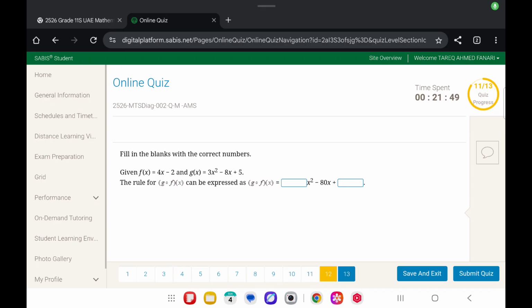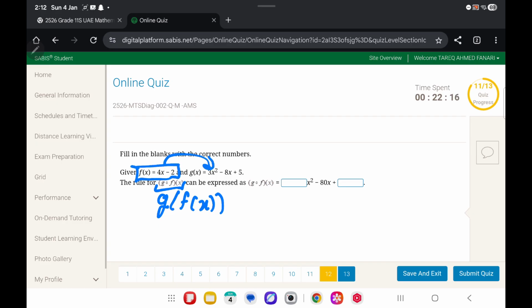Okay, so for this question, given f of x equals 4x minus 2 and g of x equals 3x squared minus 8x plus 5, the rule for g of f of x, what? f of x? Oh my god, I'm sounding like that guy. g of f of x can be expressed as blah blah blah. Alright, so what do you do here? Now, this is the same exact thing as writing g f of x like this, just so you have a clear idea of what's going on. So what is this essentially telling me? You see this f of x?